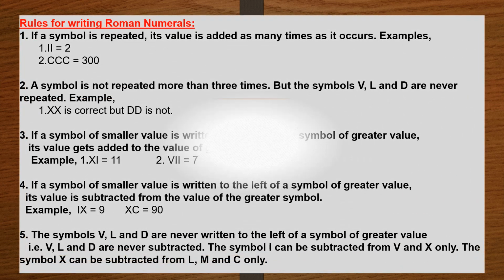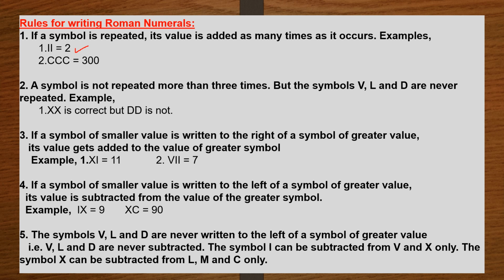Rules for writing Roman numerals. Here we have some rules for writing Roman numerals. See, the first rule is, if a symbol is repeated, its value is added as many times as it occurs. Example, here I is written 2 times. So its value is 1 plus 1, which is equal to 2.